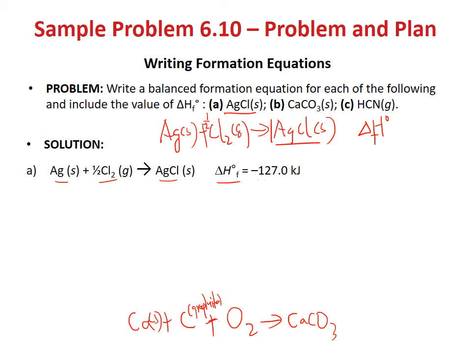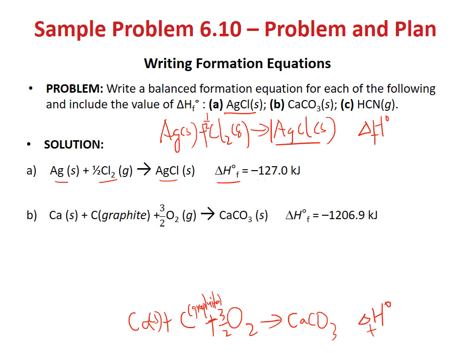So to balance this equation, oxygen needs to multiply by 3/2, and then we find the delta H from the appendix B. Here is the reaction to form calcium carbonate from calcium, graphite, and oxygen gas. The standard enthalpy of formation is negative 1206.9 kilojoule.